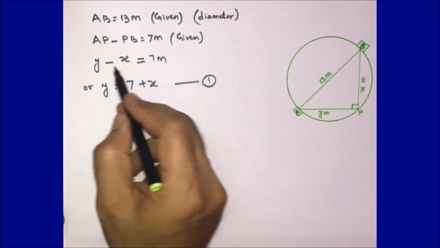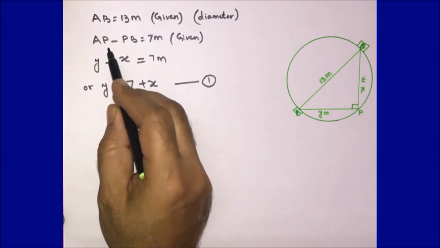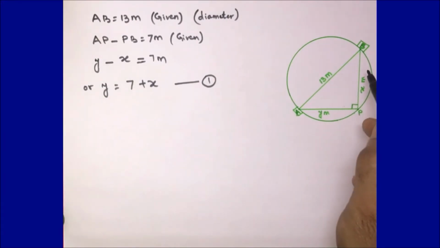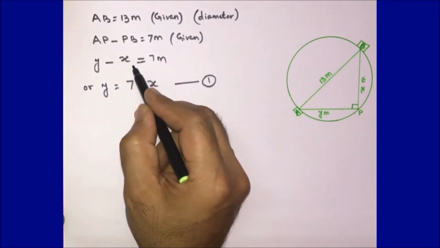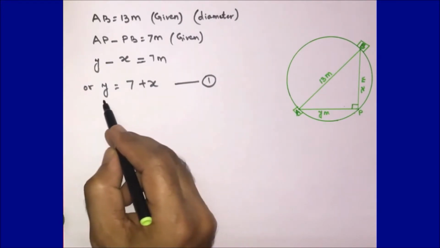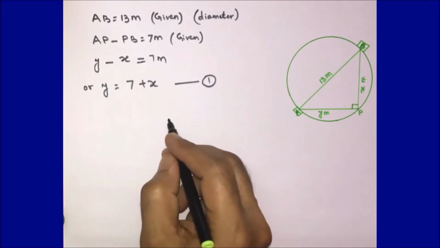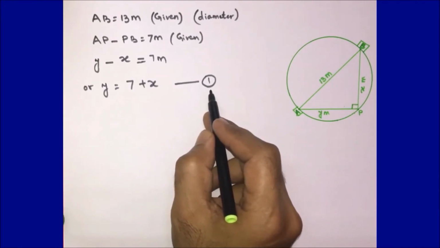This is also given. Now we have assumed AP to be Y, so I have replaced AP with Y, and PB we have also assumed to be X, so I have replaced PB with X, and that is equal to 7 meter, or Y is equal to 7 plus X. Guys, just solving this equation. I have considered this one as equation 1. So guys, this is one thing.